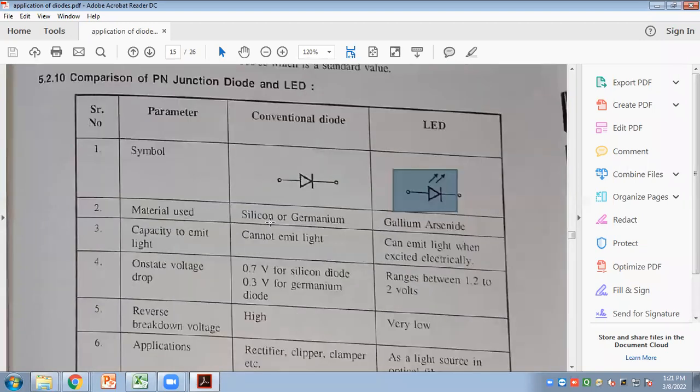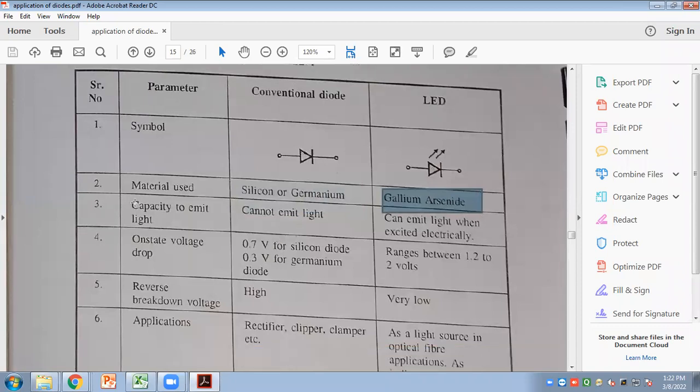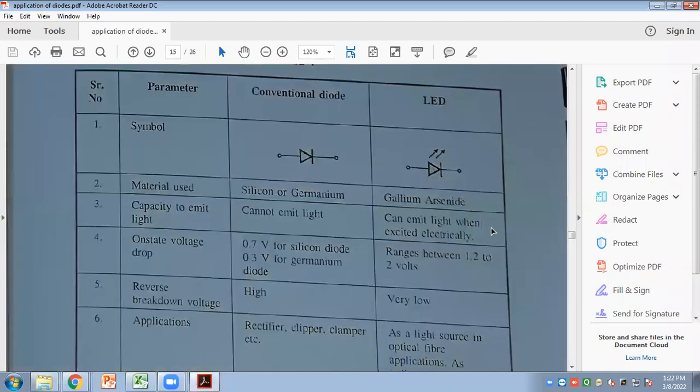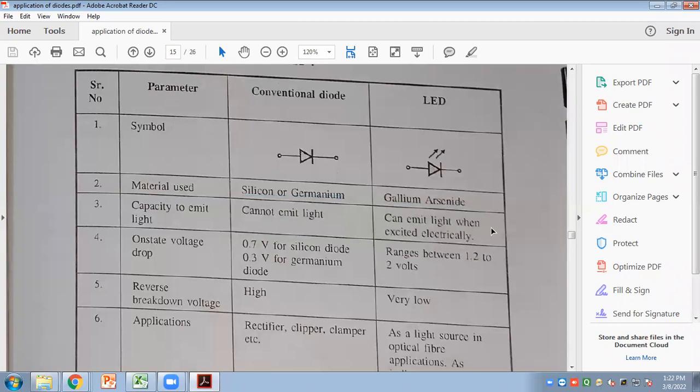So what are the different materials used for conventional diode or light emitting diode? The material used is silicon or germanium. Here the material used is gallium arsenide. So different materials are used. Capacity to emit light: a conventional diode cannot emit light, it will not be able to emit light. An LED can emit light when excited electrically. Whenever it is in the on condition and appropriate voltage is applied, it is able to emit light.